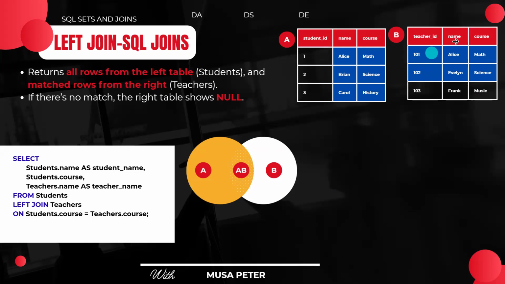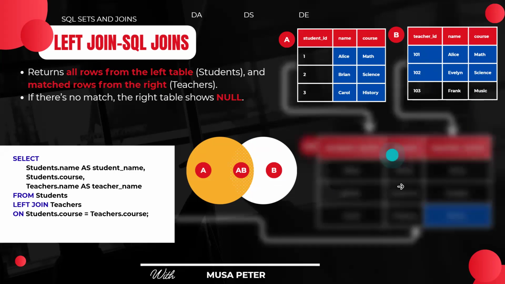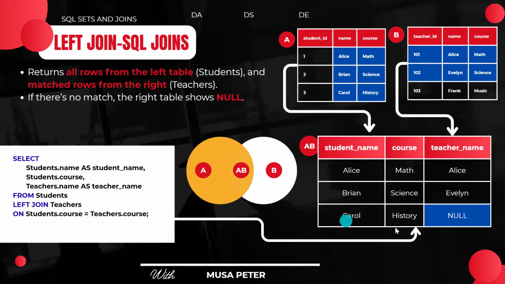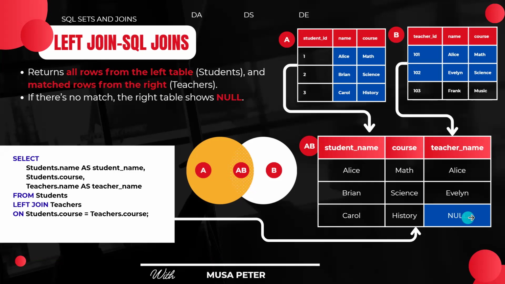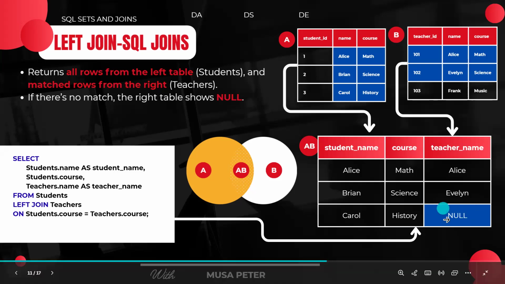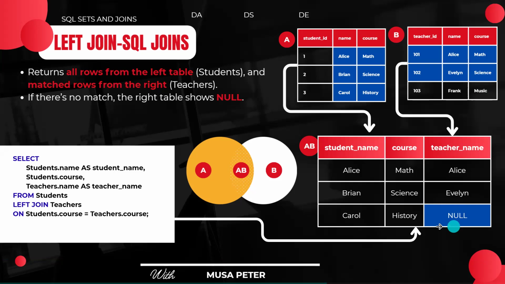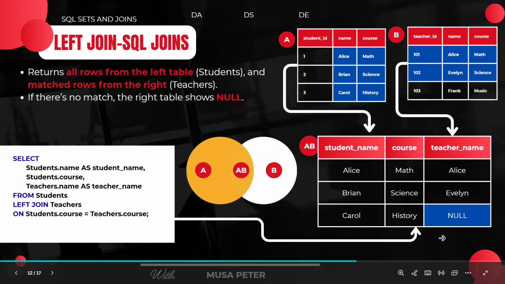If there were no matches, then the result would be nulls for this case. So these two would be the match because math and science are matching, but the third row does not match. So the result would have Alice, Brian, Carol from the first table, and then the third row as a null. Why? Because the course was not matching. Music and history were not matching. So that is why we have a null in this case. That is a left join.